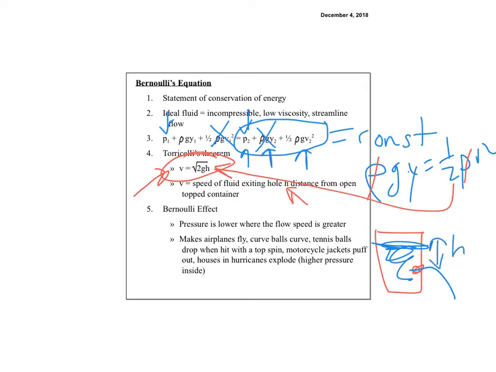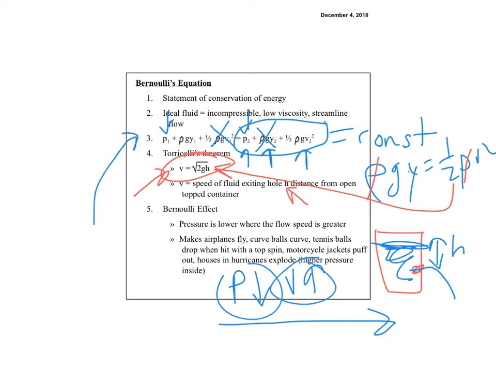Not the whole thing, just to the top of the water, because that's what's causing the pressure that's making it go down. The Bernoulli effect is just the idea that when you're using this equation up here, if you have the pressure go down, especially if it's going in a straight line like this, the velocity goes up. I guess usually it's the other way: the velocity goes up, so the pressure goes down. But they are inversely related, which explains why balls curve and tennis balls drop and motorcycle jackets puff out, and all those kinds of things.